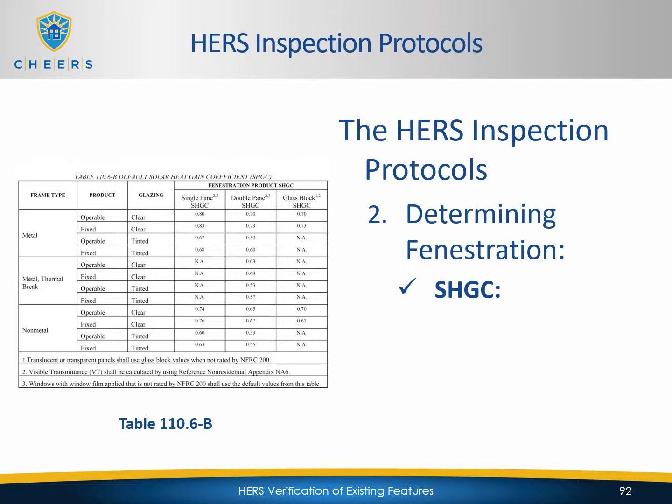So simply based on the frame type, the type of window that it is, and the type of glazing, you can retrieve a solar heat gain coefficient value to use for the purpose of these verifications if you cannot find actual values.